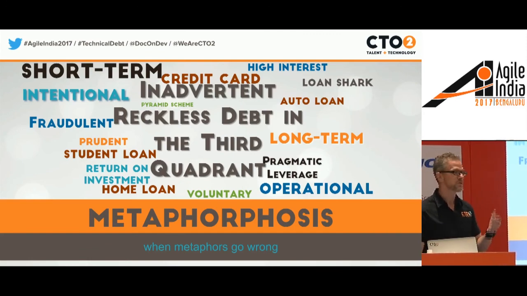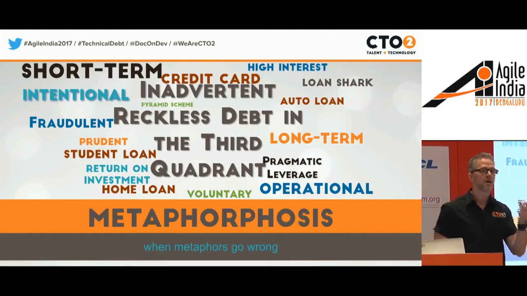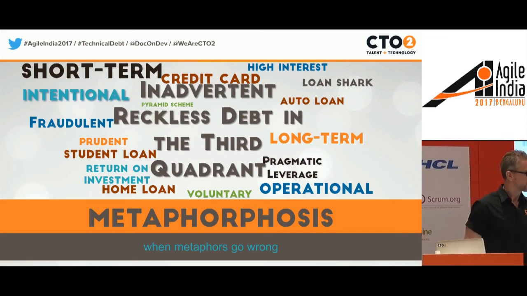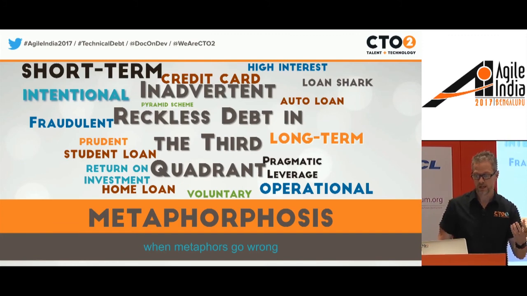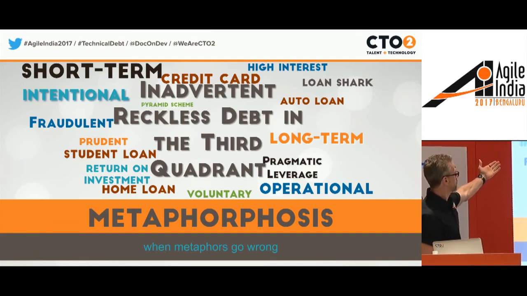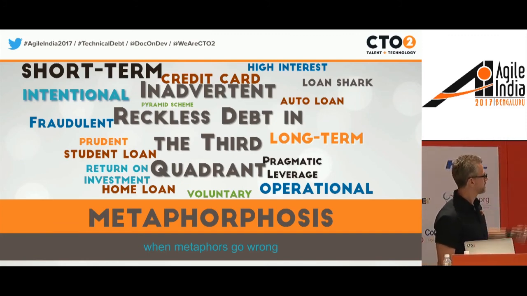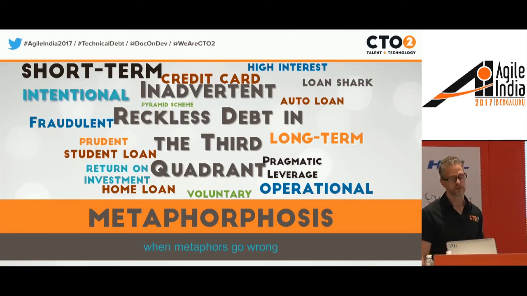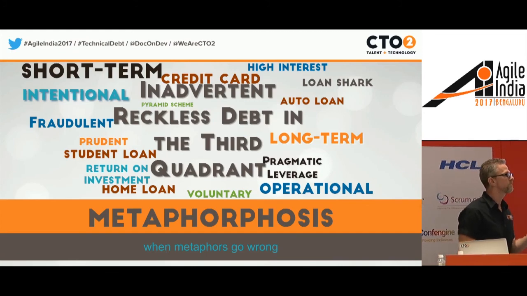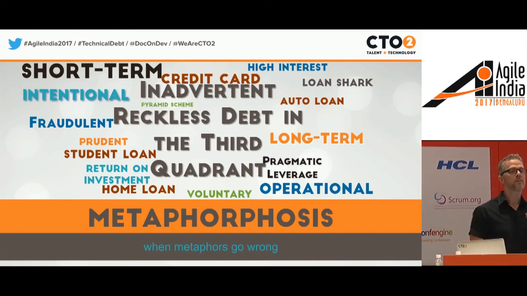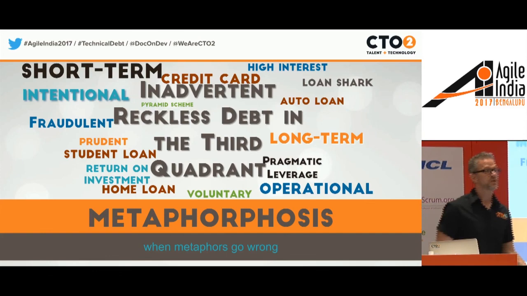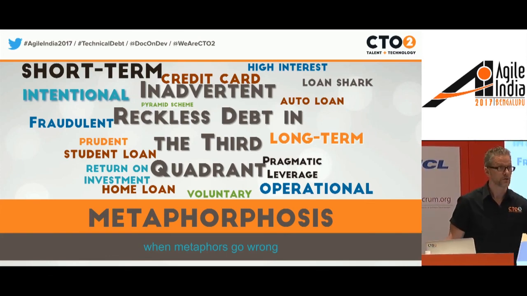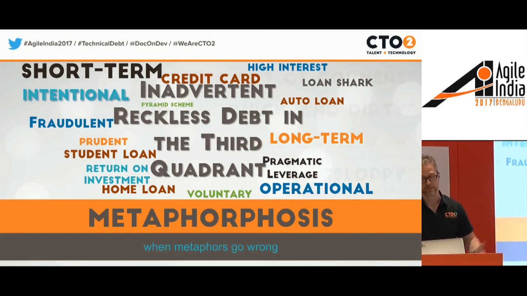And in our industry, this is exactly what happened with technical debt. People heard this phrase, they knew what debt meant, and they went with it, right? And the next thing you know, we are talking about short-term, intentional, high-interest loan sharks, right? We're talking about inadvertent, reckless debt in the third quadrant, which we will look at in a minute here. And this became so pervasive in the industry, so commonly accepted, that it started actually making its way into literature that our leaders were delivering.